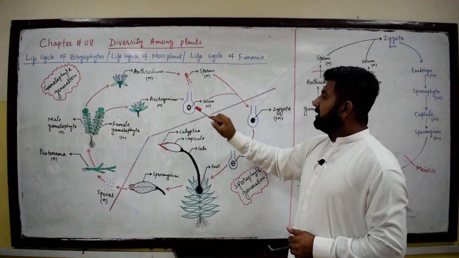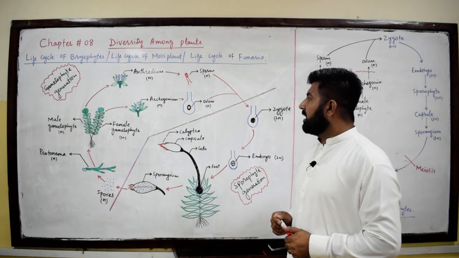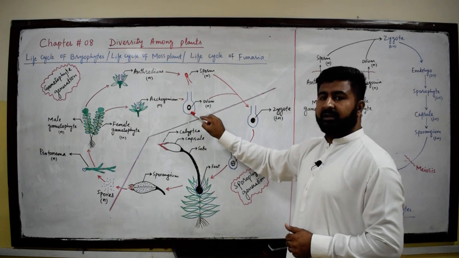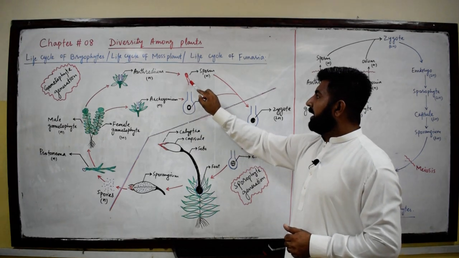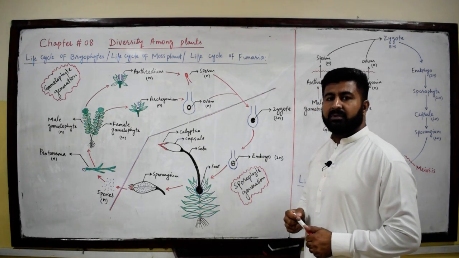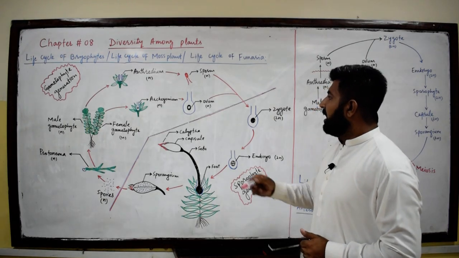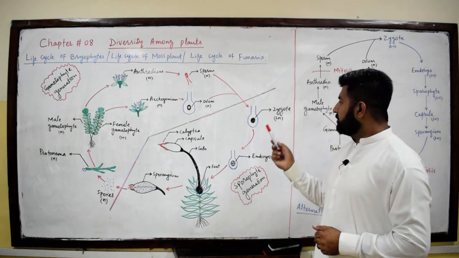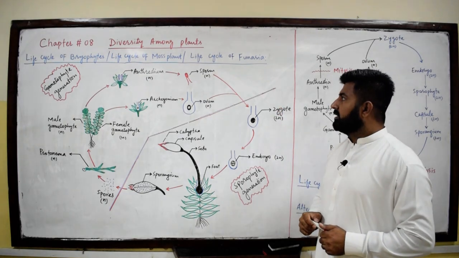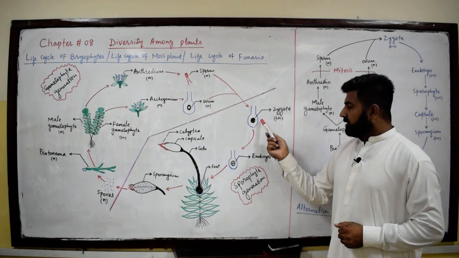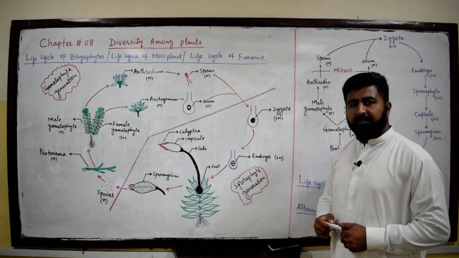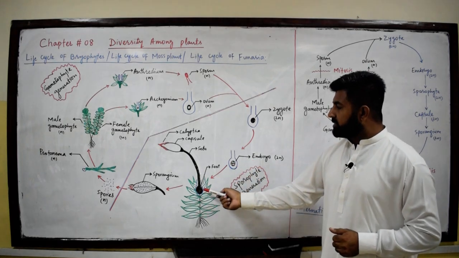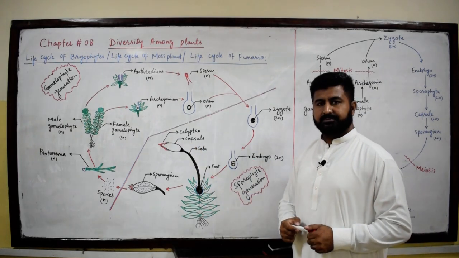Some of the sperm reach the neck of the archegonium, where they enter into the venter of the archegonium and fertilize the egg inside it. After fertilization, zygote is formed. Zygote is diploid in nature. The zygote then develops into embryo. When the embryo matures, it produces the sporophyte.